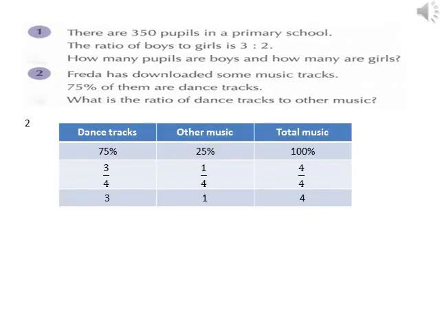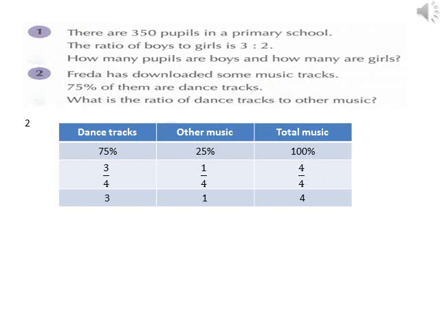And in question number 2 here, actually it's talking about percentage, but it's a very common percentage, so I believe that you know that already from year 6. So let's read the question. Freda has downloaded some music tracks. 75% of them are dance tracks. What is the ratio of dance tracks to other music? So it's the same thing. Make the ratio for dance tracks to other music and the total music.